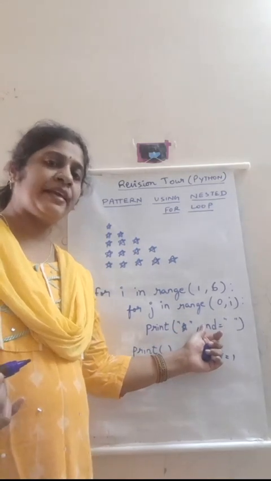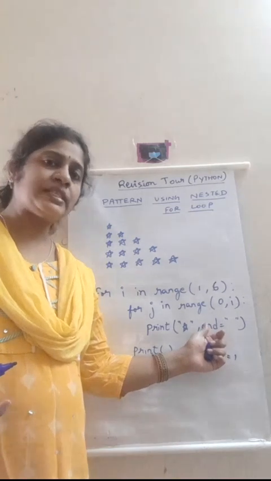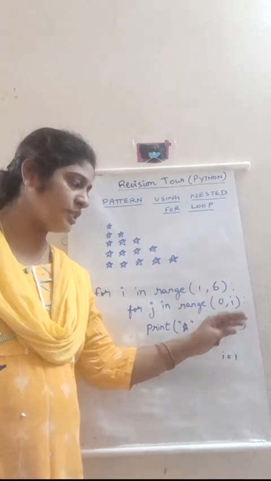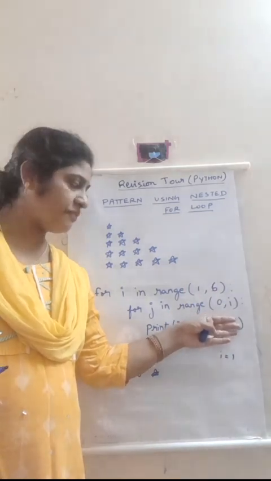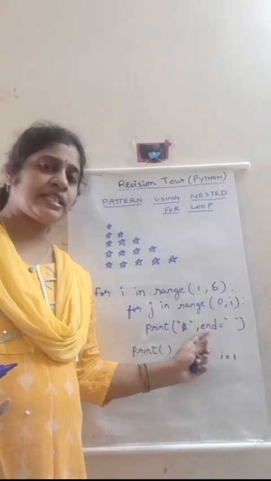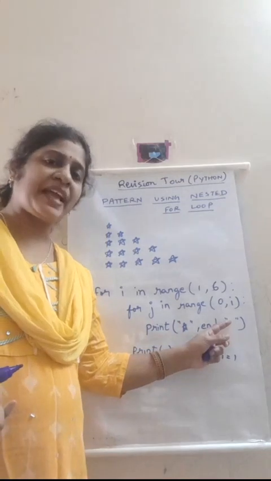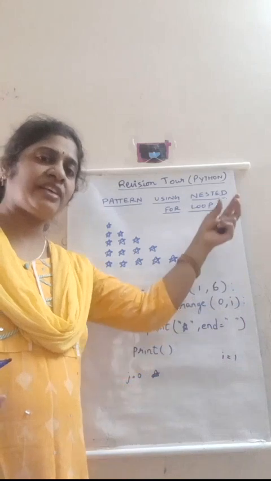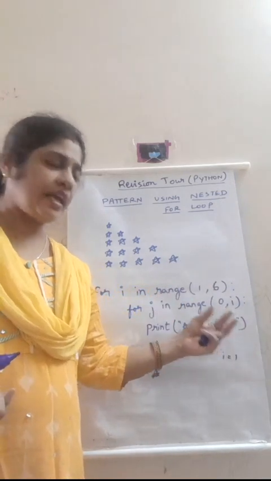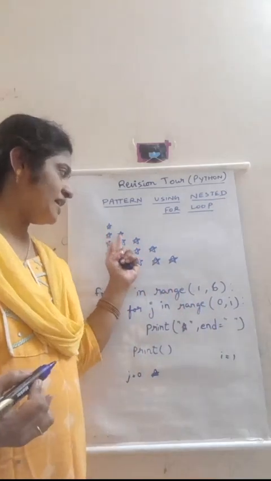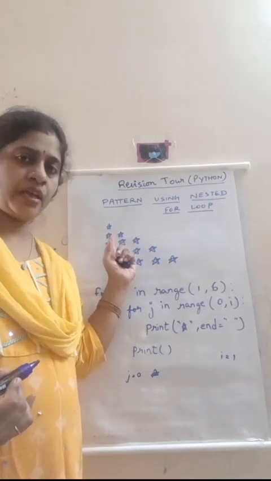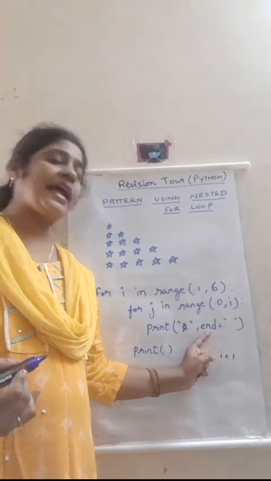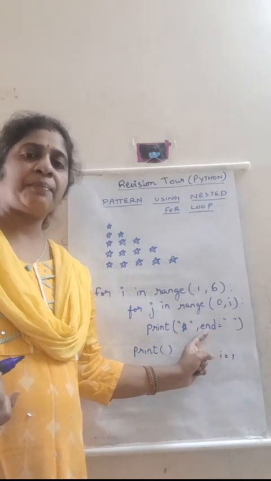And here you have to notice that print asterisk, after displaying 1 star, you have to give space, because after displaying asterisk, if you don't specify this, what will happen? If you don't specify this end argument with space, the control will go to next line, and asterisk will be displayed one below another. I want to display asterisk one after another for each iteration. So that's why I have to use the end argument in print.